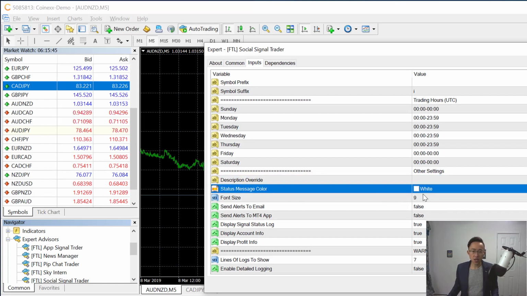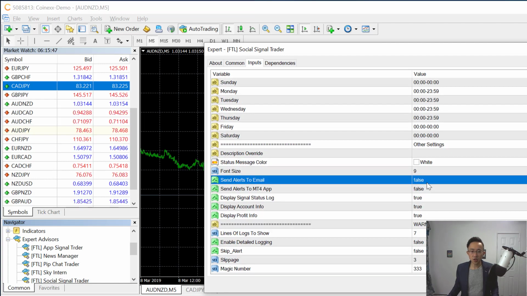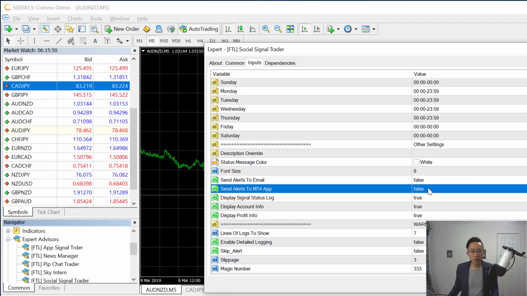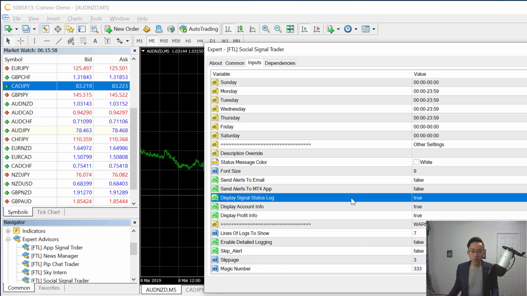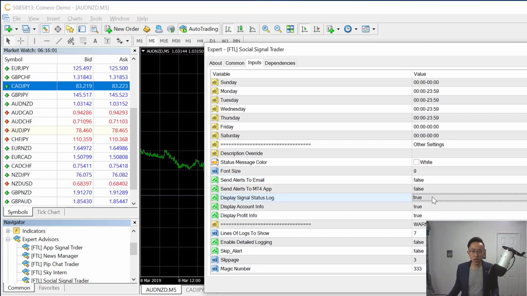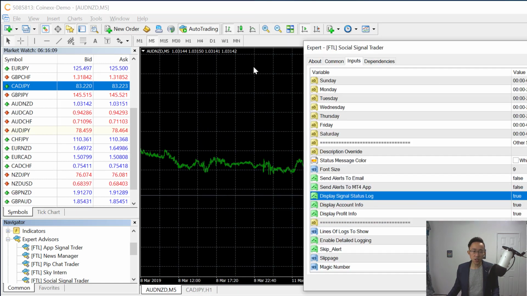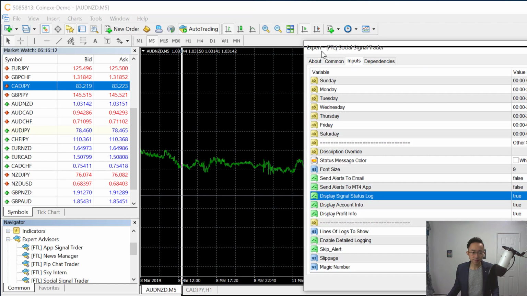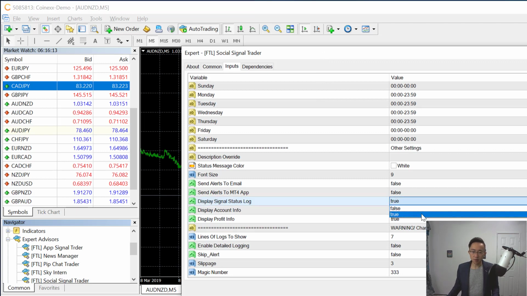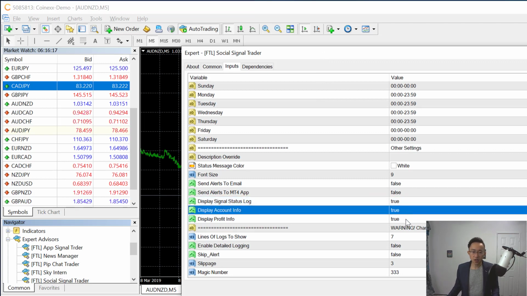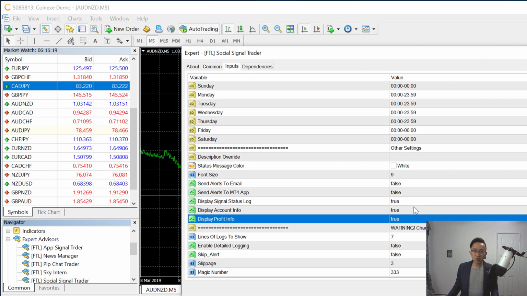It's changing the font size, color. This allows you to send an alert to your email or MT4 app if the software goes down. Then it will alert you, so you can set it to true and it will send you an email. And this one allows you to turn on or off the logs on the left hand side. When you run the software, you will see logs coming out on the left hand side, and you can actually disable it if you don't want to see it. Same for account info and profit info. All this info is printed on the chart. If you don't want it, you can turn it off.